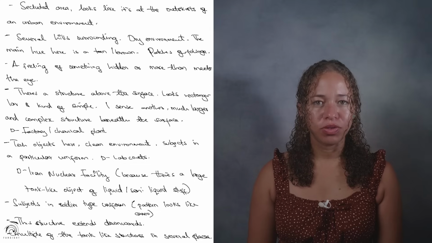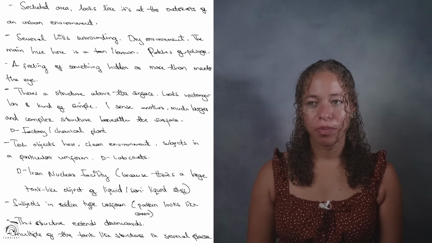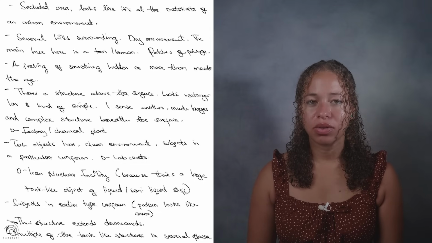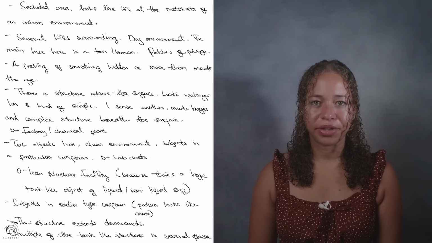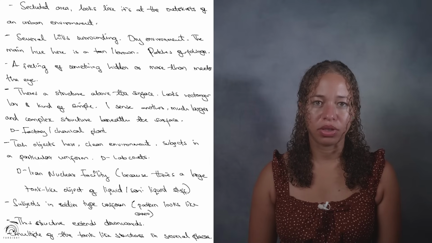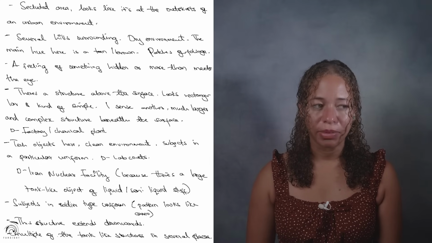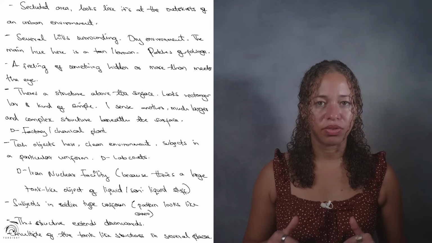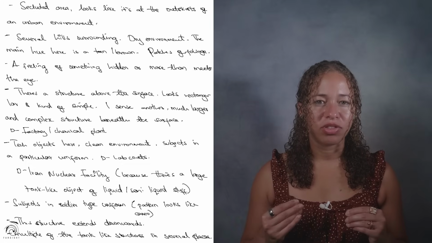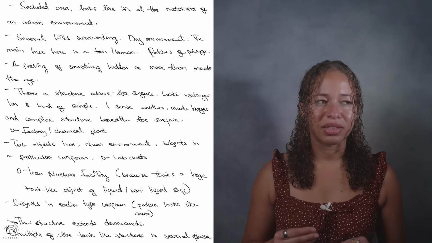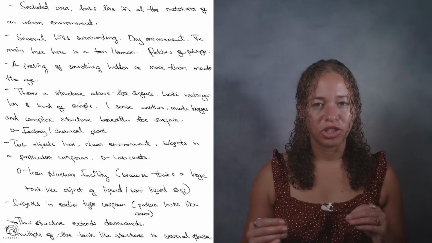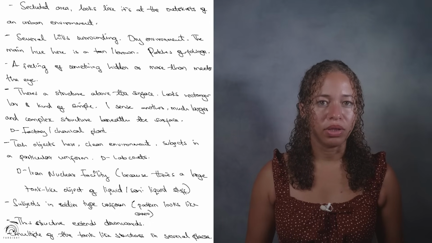Okay, so now I'm going to move to location X. Dialing in on this location, this is a secluded area. It looks like it's at the outskirts of an urban environment. I'm getting that there's several hills surrounding this area. The environment is dry. The main hue here is a tan brown hue. Patches of foliage around here as well.